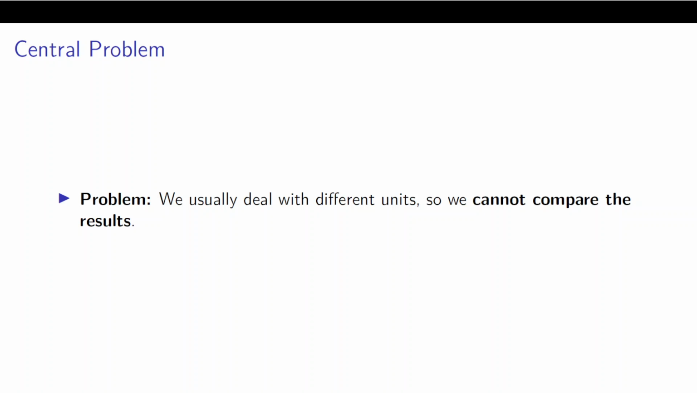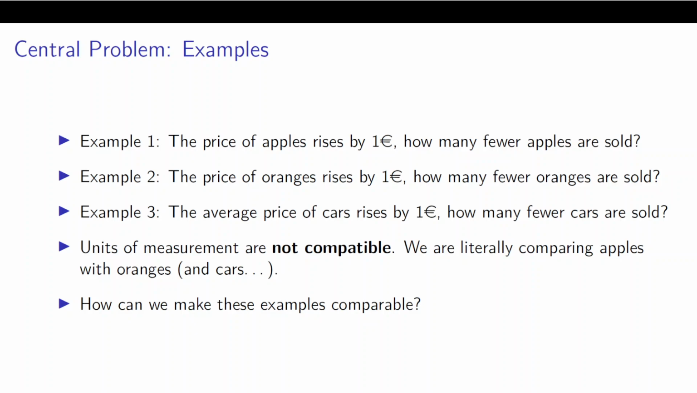The problem that we usually face in this context is, of course, that we deal with different units in case of the questions that we just asked. So we cannot compare the results easily. To illustrate this in a more concrete way, consider the following three examples that are related to the price elasticity of demand. So the question how the demand for a certain good changes if its price changes.